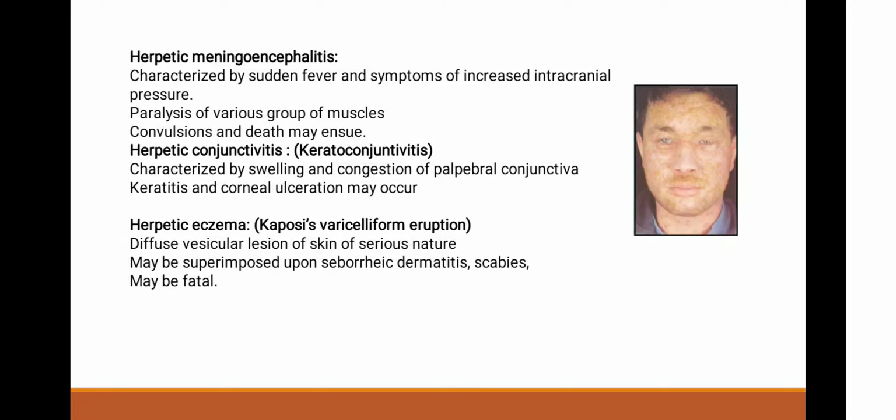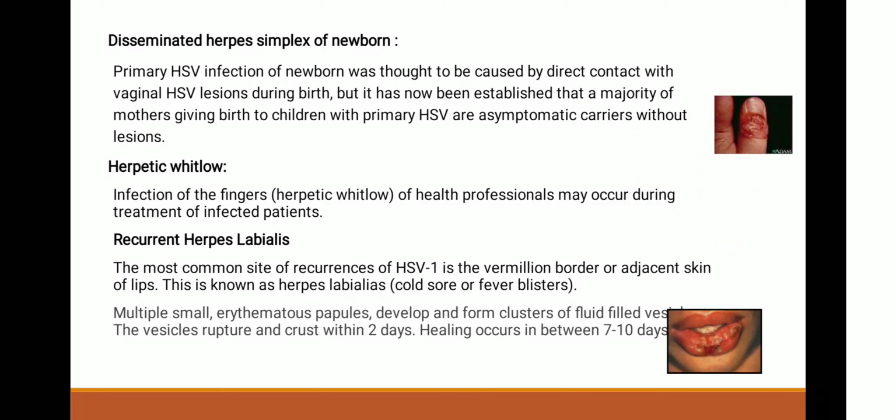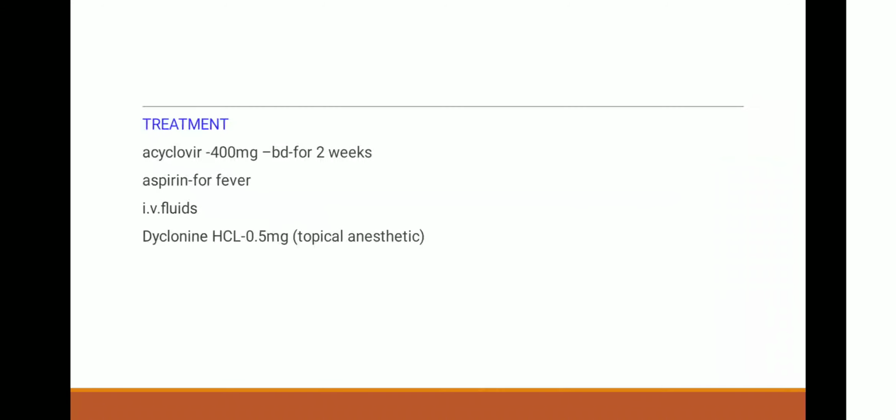Keratoconjunctivitis means swelling and congestion of the palpebral conjunctiva. Eczema means there are vesicular eruptions on the skin. Newborn infections may be caused by direct contact with vaginal HSV during birth. Then herpetic whitlow, as you can see in the picture, occurs on the nail if the infection occurs there. Recurrent herpes labialis, as you can see on the lips, occurs at the vermilion border adjacent to the lips. It is known as a cold sore or fever blister.